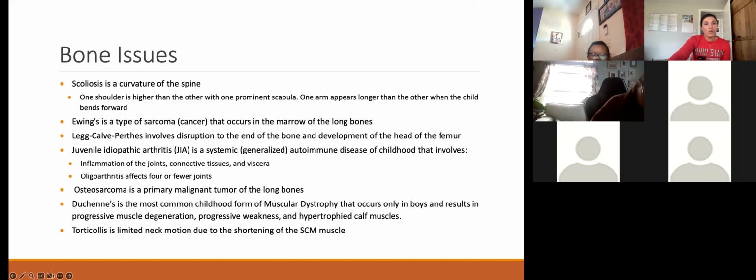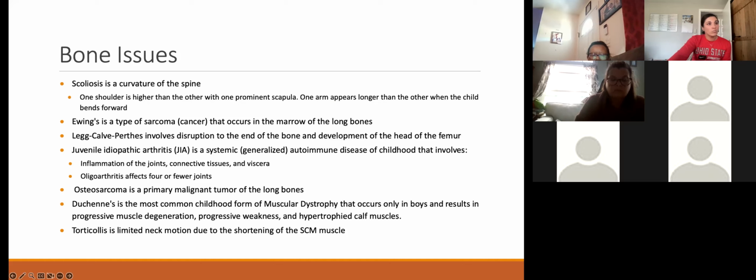Juvenile idiopathic arthritis is going to be an autoimmune disease that involves inflammation of our joints, connective tissue, and viscera. If we have oligoarthritis, we are talking about 4 or fewer joints. We can also see this as polyarthritis. And then osteosarcoma is going to be a primary malignant tumor of our long bone.